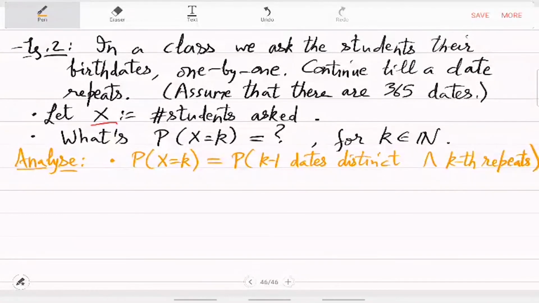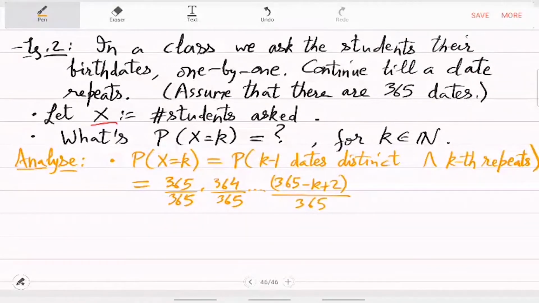Right. So what is the chance that the first k minus 1 are distinct? The first one can be anything, so 365 over 365. Then the next one, the first one is taken, so next is 364, and so on, k minus 1 times. So 365 minus k plus 2, divided by 365. So first k minus 2 have to be avoided. That is the chance of the first k minus 1 being distinct. Now the kth one can be any of these, so k minus 1 possibilities over 365.